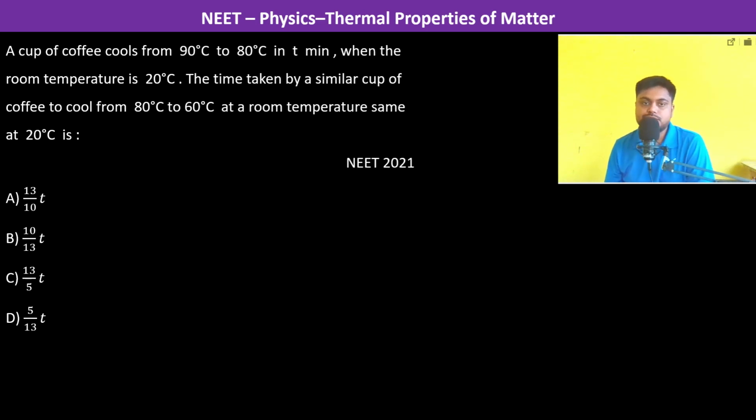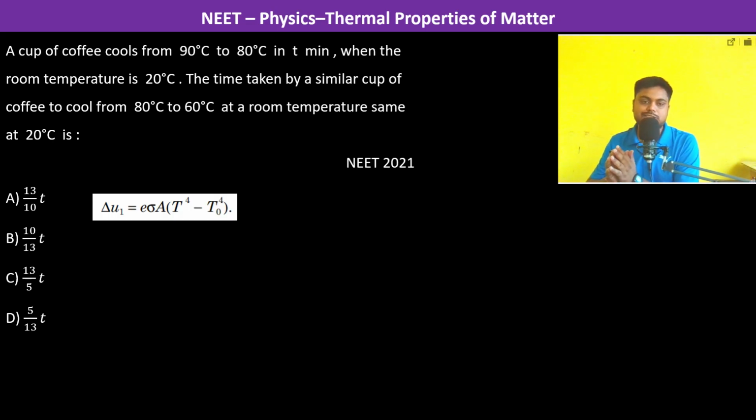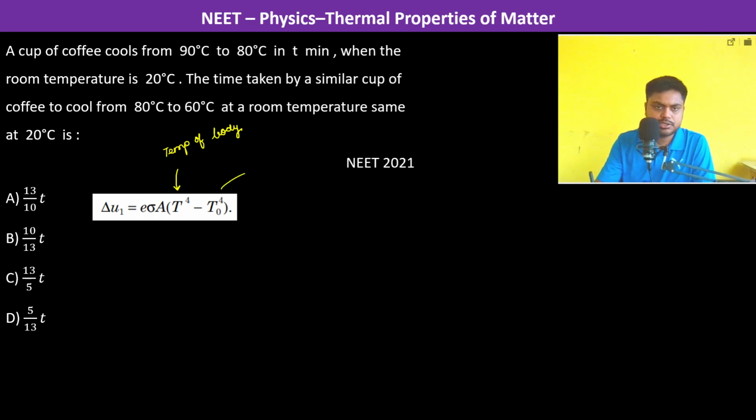from 90 degrees centigrade to 80 degrees centigrade in T minutes when the room temperature is 20 degrees centigrade. So this is a question from Newton's law of cooling. So for any body which is radiating heat, this is the temperature of the body. T naught is the surrounding temperature.